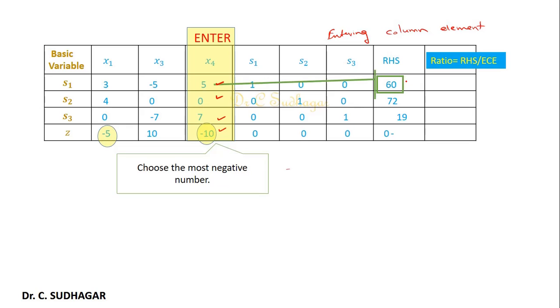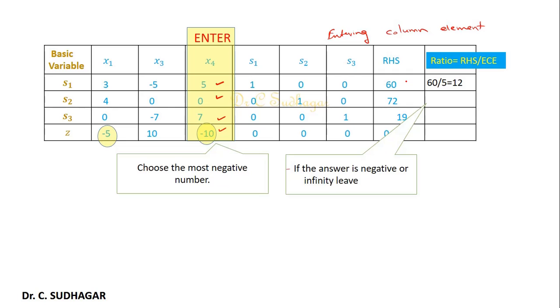Find the ratio. Take this 60 and divide it by this 5, that is going to be equal to 12. Then 72 divided by 0. Whenever you are getting a negative number or an infinity number, don't write it here. Simply you can put a hyphen. Okay, 72 divided by 0 is infinity, so I am not writing, just leave it empty. Then the third one is 19 by 7, the value is 2.7. The last one we are not going to find anything because it's a negative value.